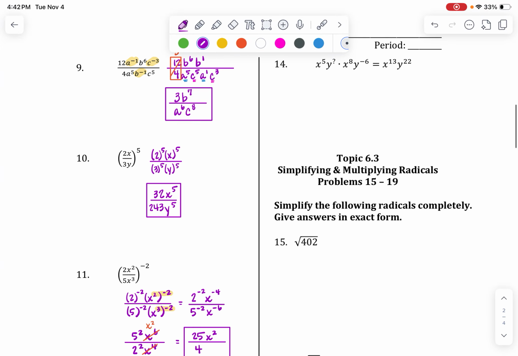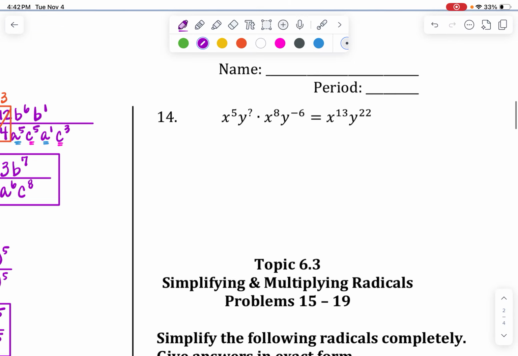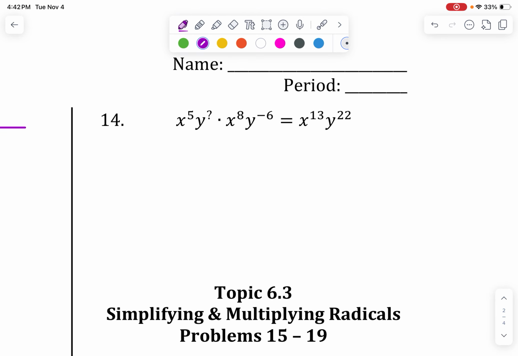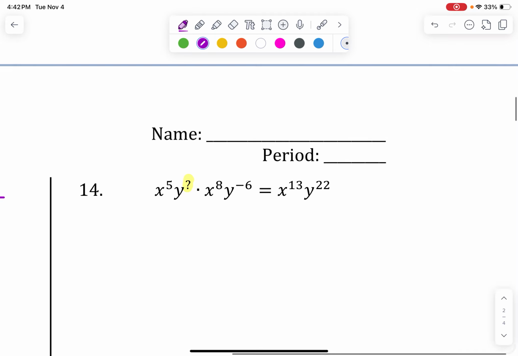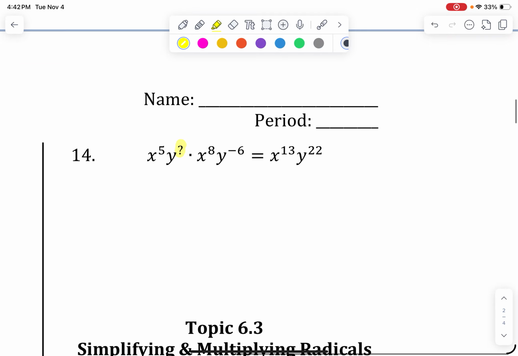All right, and let's see. I'm going to go up here to our very last one. This is the one that's asking us to find the missing power right here. So we know we're going to add. Sorry, I'm trying to highlight here.